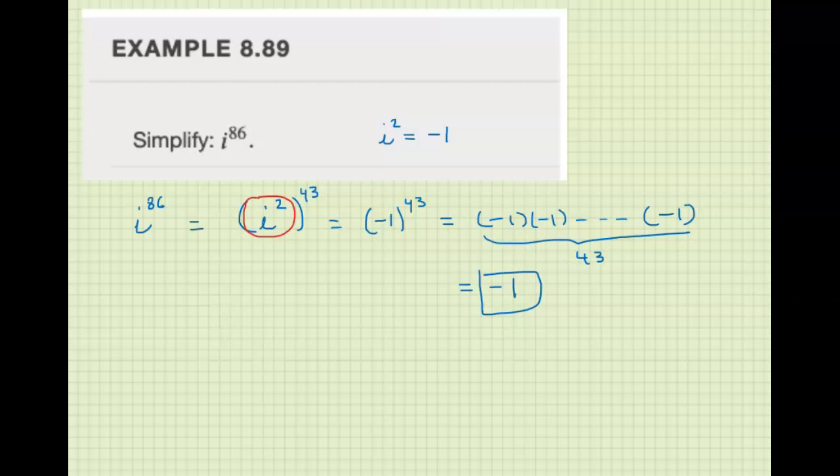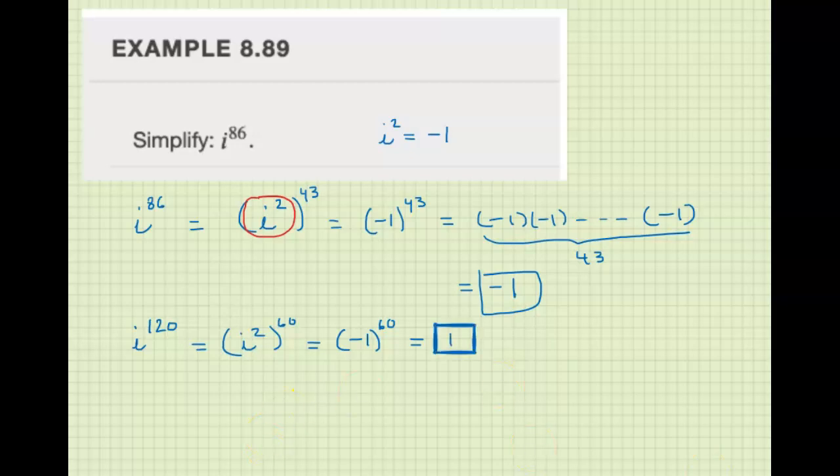All right, let's do another example. Let's say I have i to the 120. Same deal. You do i squared to the 60. Replace the i squared by negative 1 to the 60. Now I have 60 negative ones that I'm multiplying. Because there's an even number of them, you get positive 1.